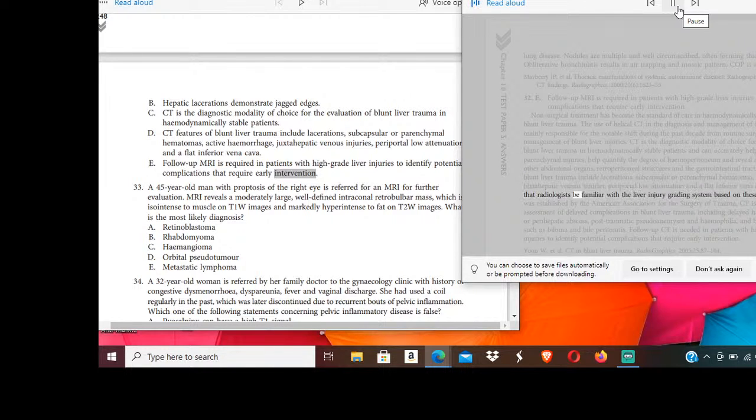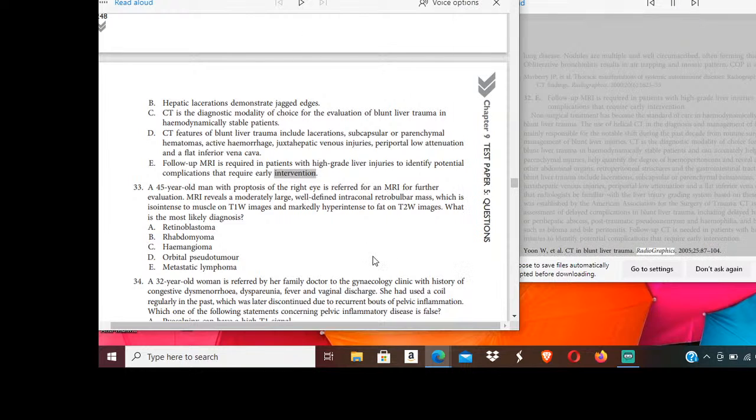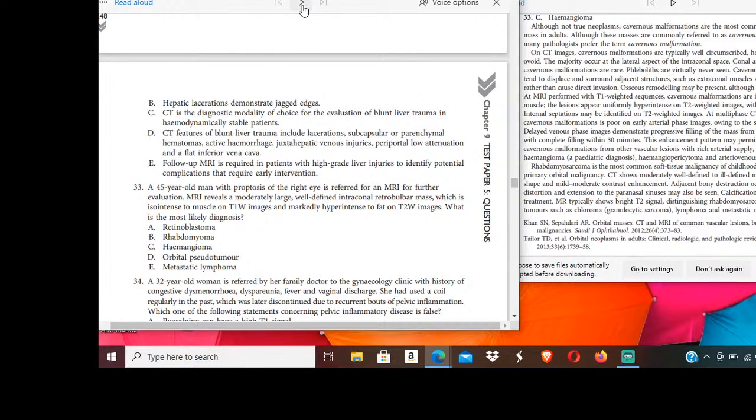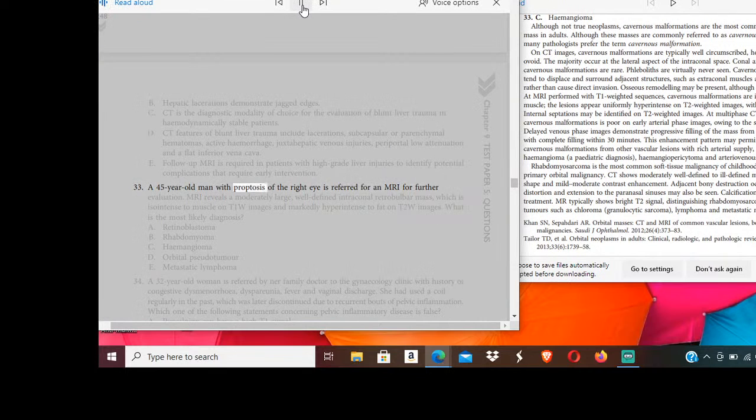It is important that radiologists be familiar with the liver injury grading system based on these CT features that was established by the American Association for the Surgery of Trauma. CT is also useful in the assessment of delayed complications in blunt liver trauma, including delayed hemorrhage, hepatic or perihepatic abscess, post-traumatic pseudoaneurysm, and hemobilia, and biliary complications such as biloma and bile peritonitis. Follow-up CT is needed in patients with high-grade liver injuries to identify potential complications that require early intervention. Lin W, et al. CT in blunt liver trauma. Radiographics 2005;25:87-104.